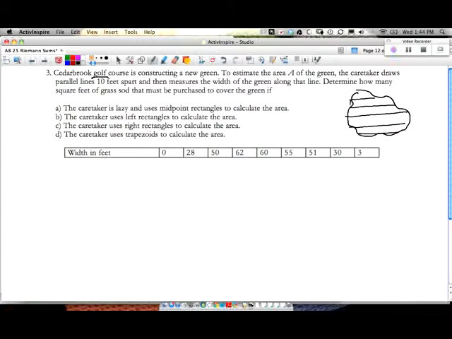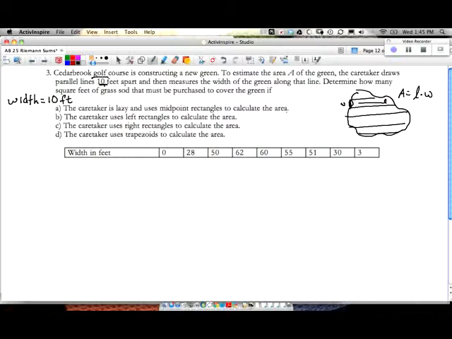To find the area of this, we need to just simply calculate the length of a rectangle times the width here. Because the area of a box is just the length times the width, or the base times the height. So notice that it's 10 feet apart. So that automatically tells us that our width between each line is 10 feet. So determine how many square feet of grass sod must be purchased to cover the green if the caretaker is lazy and uses midpoint rectangles to calculate the area.